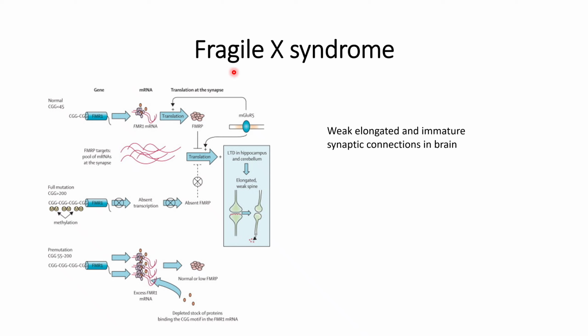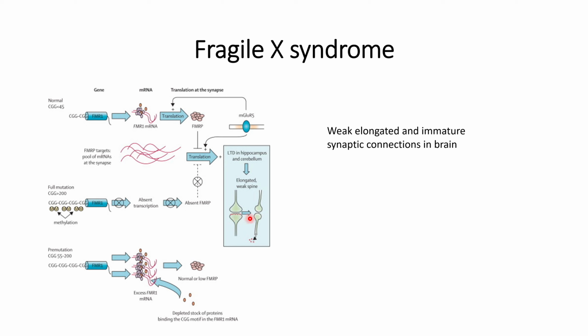In this case, we will discuss Fragile X syndrome. This Fragile X syndrome is related to weak, elongated, and immature synaptic connections in the brain, and it has been presented by this figure. Here, the normal connection between two nerves, the synaptic connection, has been shown.